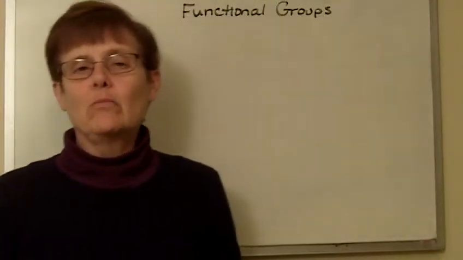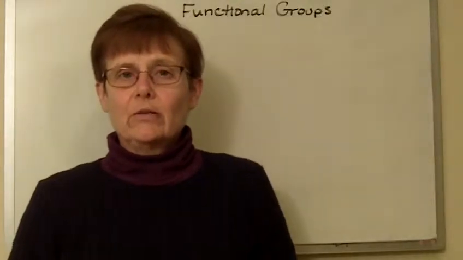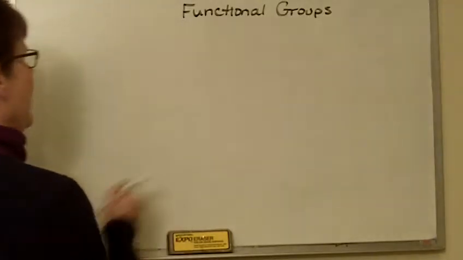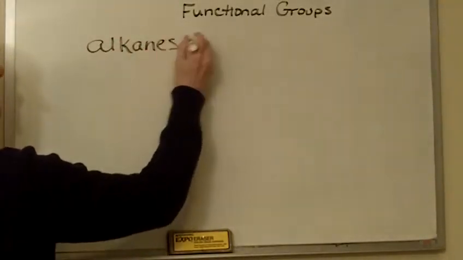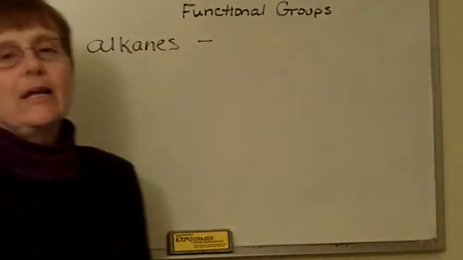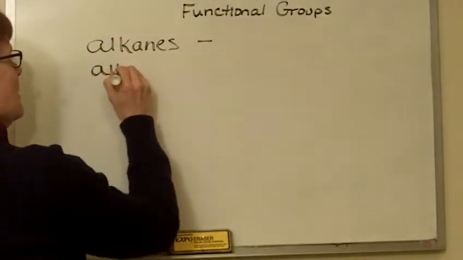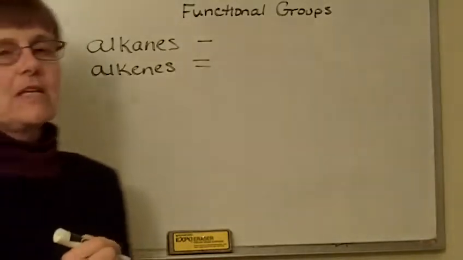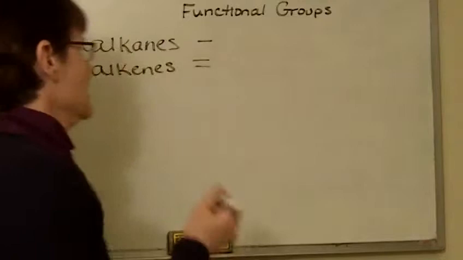In the last video, I introduced you to hydrocarbons, and we were looking at molecules that had just hydrogen and carbon. We looked at molecules that had only single bonds, and we called those alkanes, just single bonds. And we looked at molecules that had double bonds, and we called those alkenes. And we looked at molecules that had triple bonds, and we called those alkynes.